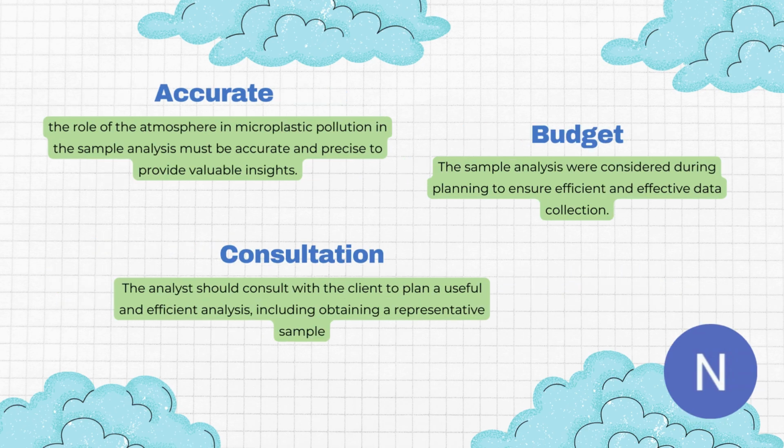Next is the role of the atmosphere in microplastic pollution. The sample analysis must be accurate and precise to provide valuable insight. Then the sample analysis will consider route planning to ensure efficient and effective data collection, which the analysis could consult with the client to plan a useful and efficient analysis, including obtaining a representative sample.